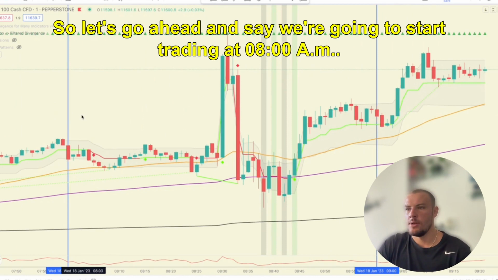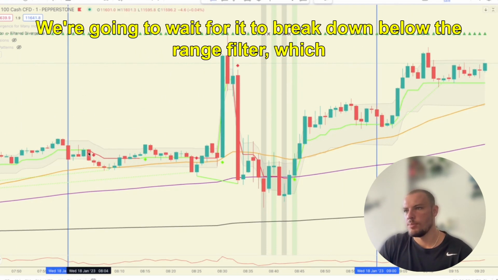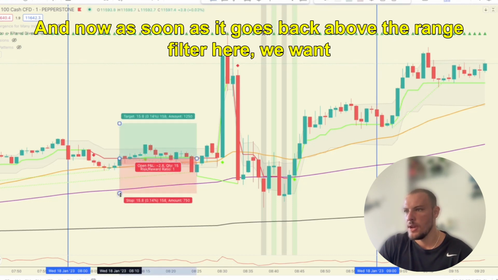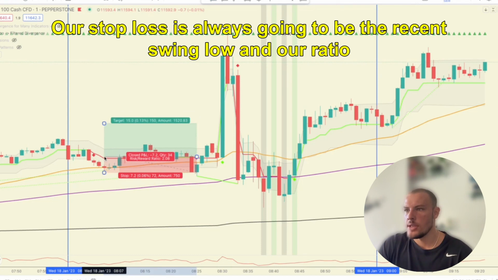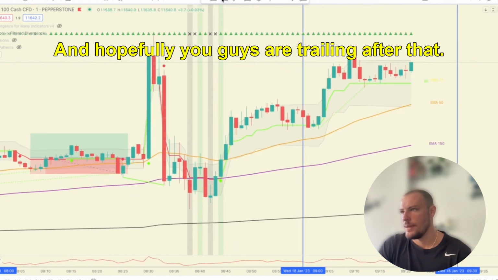So let's go ahead and say we're gonna start trading at 8 a.m., all right? We're gonna wait for it to break down below the range filter, which it already has. And now as soon as it goes back above the range filter here, we wanna enter a trade. Our stop loss is always gonna be the recent swing low, and our ratio will always be 1.5, and hopefully you guys are trailing after that.